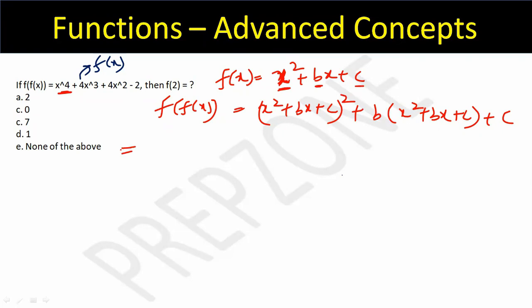Then you would just try to club coefficients of x and you finally get x to the power 4. The x cube coefficient will not come from here. It will be 2ab, right? 2bx cube. That is the only way you can have an x cube term here. Then in x square, you can have b square x square. You already have ab x square here.